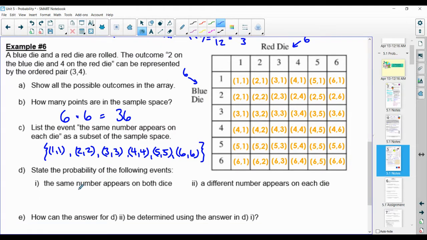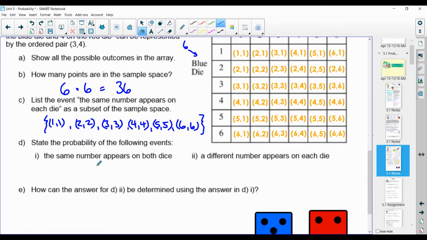Now, if we want to look specifically at probability, now we're looking at our favorable over our total. So it's really important that when you're doing questions, you look to see if you're being asked for the sample space or the probability. So D says state the probability of the following events. Well, we want the same number appearing on both dice. Well, based on our sample space, that's 6 outcomes out of a possible 36. So we want the probability of doubles. So the probability of doubles is 6 out of 36, which reduces to 1 over 6. So we'll typically write these as fractions in lowest terms.